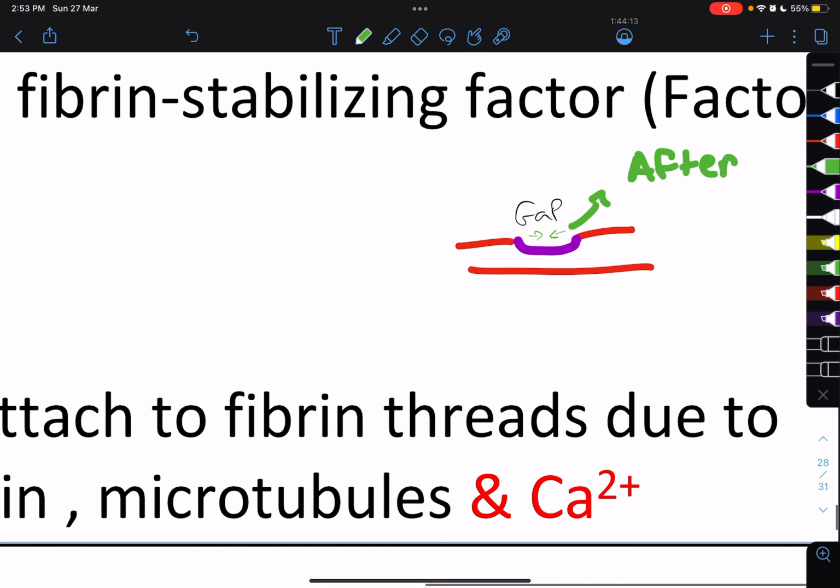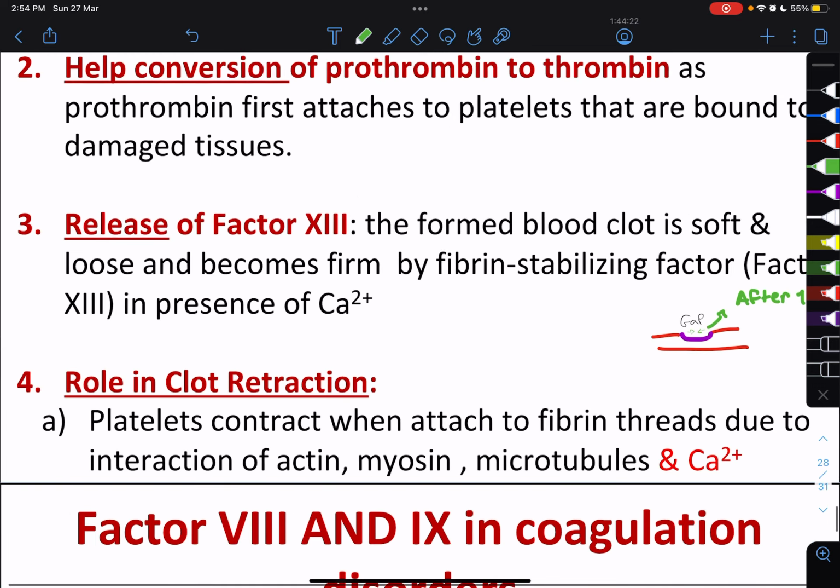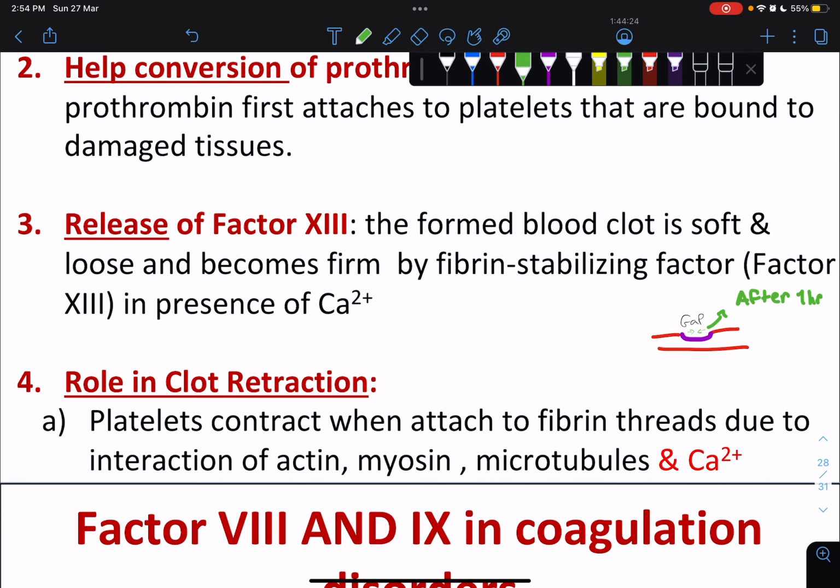It will come closer, really. Look at the gap. The gap was this much. After that the gap becomes this much. Okay? This gap can be filled very easily. So it is bringing the edges of the blood vessel closer. Okay? This is called clot retraction. This is the property of the clot.